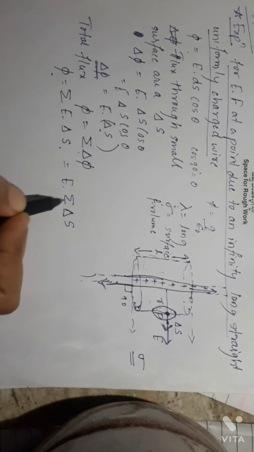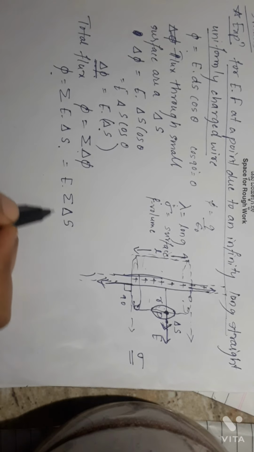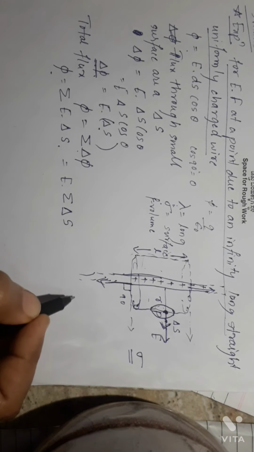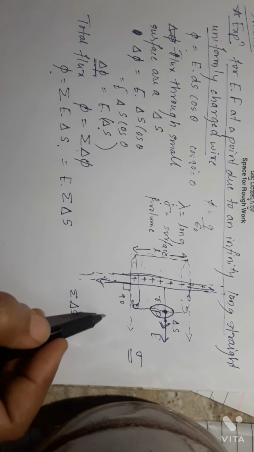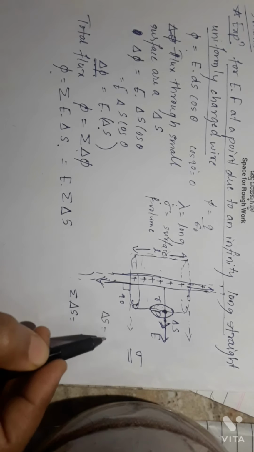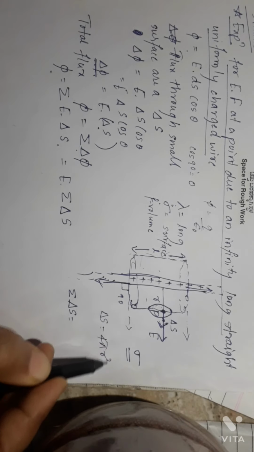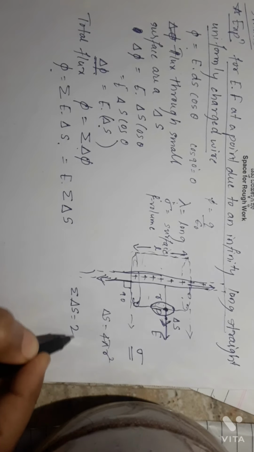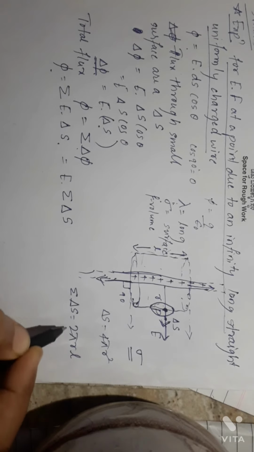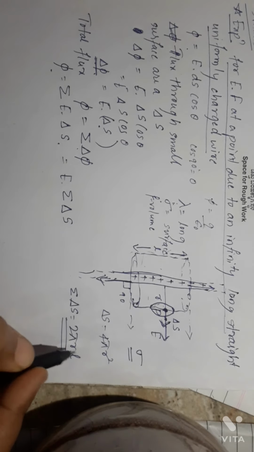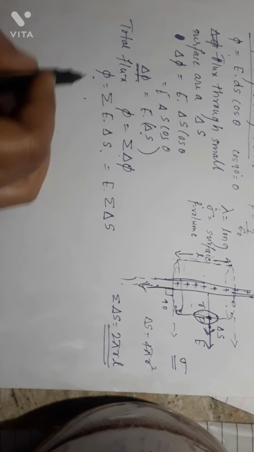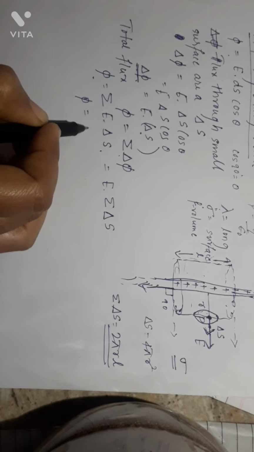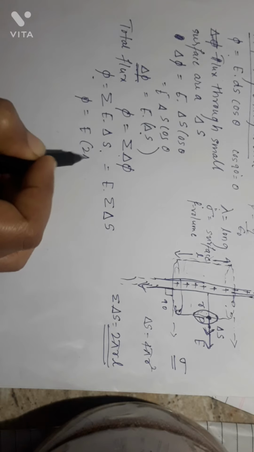The summation of delta S is the total surface area of the cylinder. For a sphere the area is 4 pi r squared, but here the area of the cylinder is 2 pi r l. You have to know this point, which is the area of a cylinder. Then the total flux equals E into 2 pi r l.